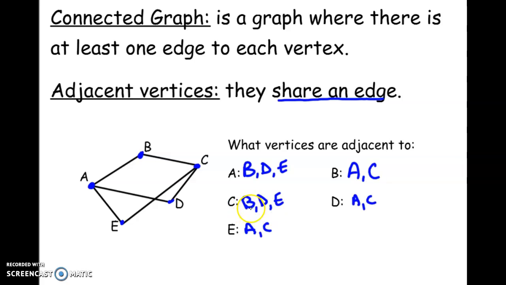All right, so C would be B, D, and E. D would be just A and C, and E is just A and C.